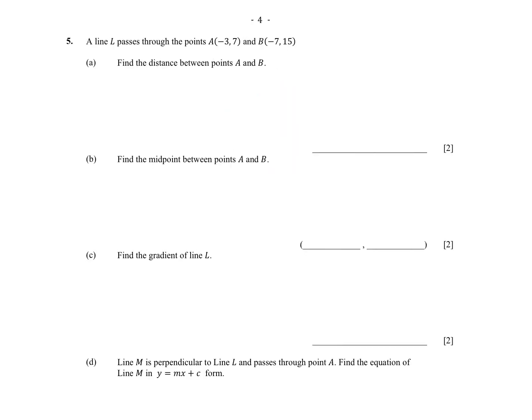In question 5, line L passes through the points A and B as shown there, right? And so you have a variety of questions to do with A and B. First question asks you to find the distance between points A and B. Well, that's just the distance formula.